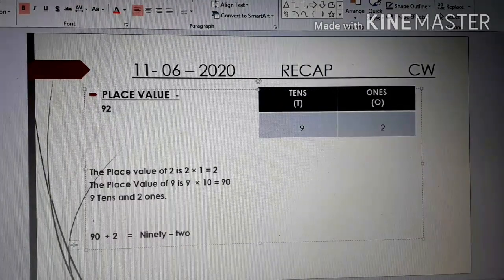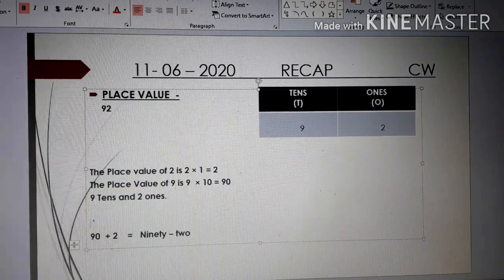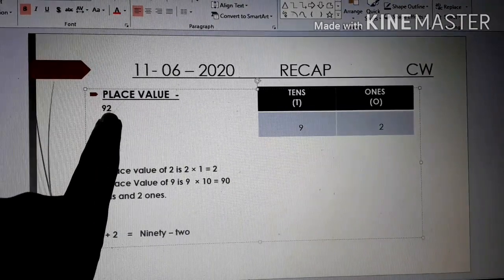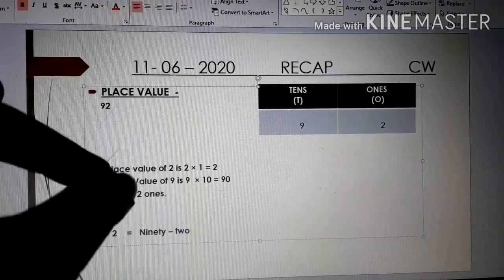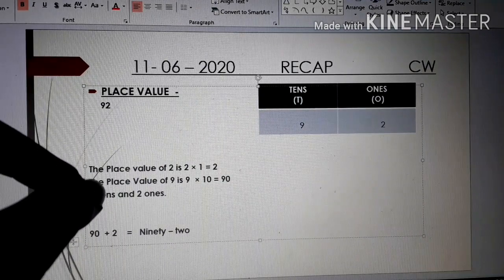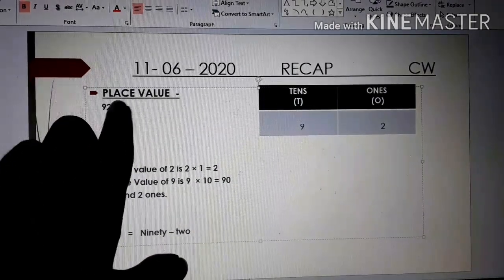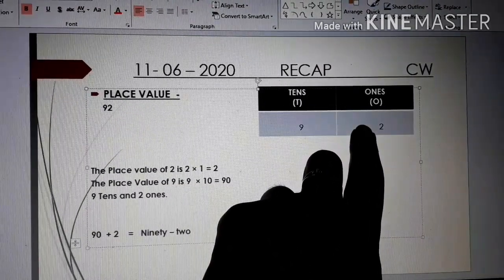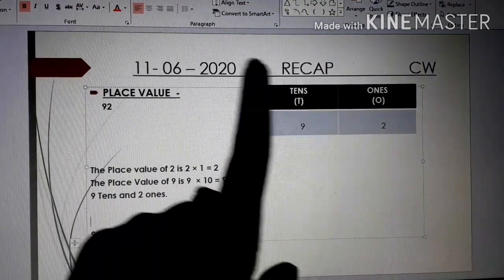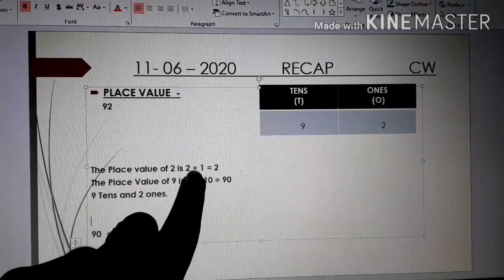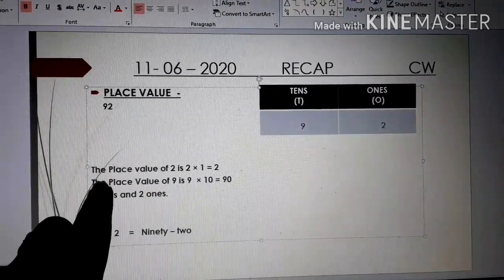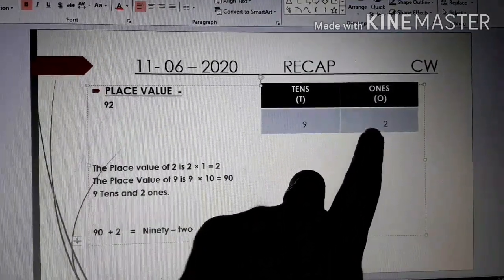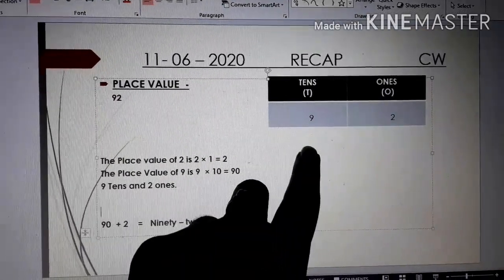Children, before moving ahead, we'll give a quick recap of place value and face value. As I told you, what is place value? We have to find the value of the digit. Now, what is the value of 2? 2 is in which place? Ones place, right? So ones is written as 1. You have to multiply 2 with 1 to find the value. So the place value of 2 is 2.